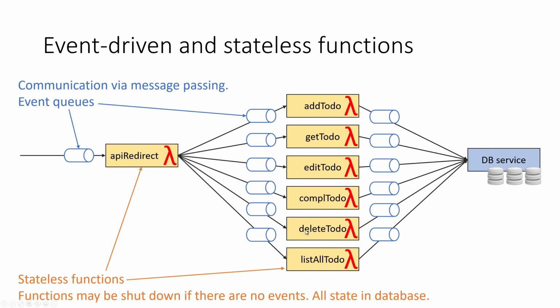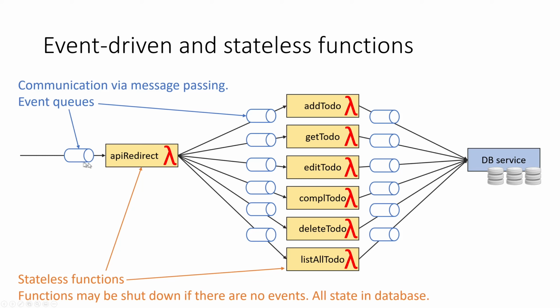So this is why we say that the functions must be stateless. We must allow our functions to be shut down at any point in time. So all state must be stored in the database service. Whenever you need to store something that you might need in the future, you send it to the database, and whenever you need it, you retrieve it from the database, because the function might be shut down at any point in time.